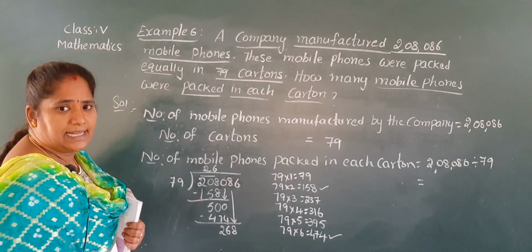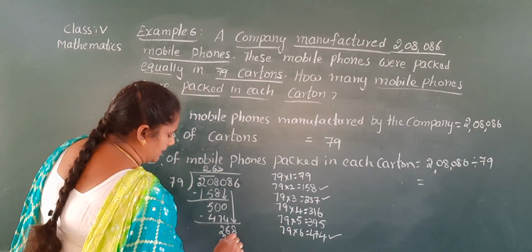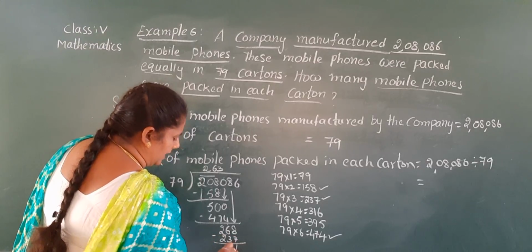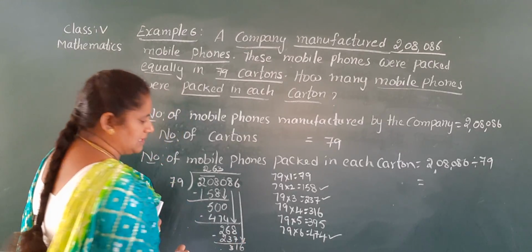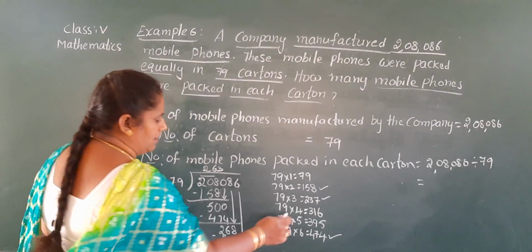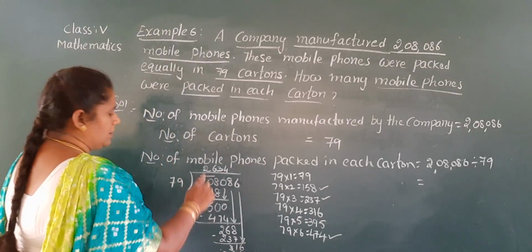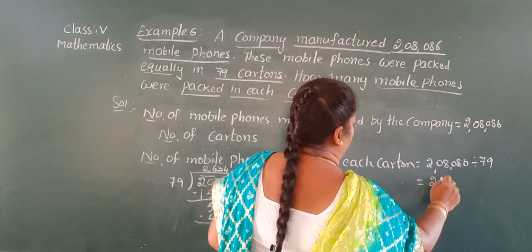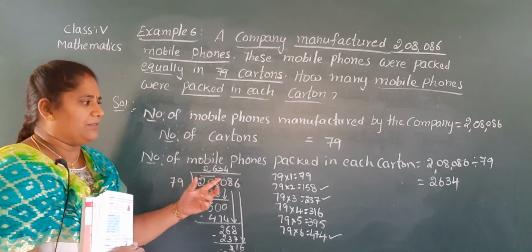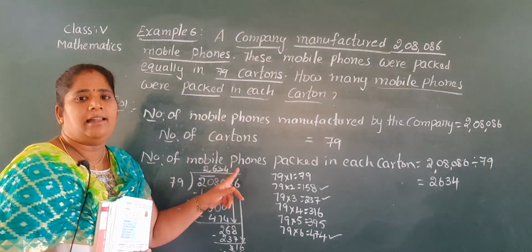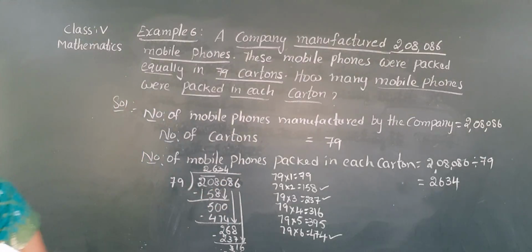268. So which one is the nearest number? 237. So we'll write 237 and subtract. Okay. Now take down 6. 316. How many times do we get 316? 4 times. So 4 times we will write 316, remainder 0. So 2634 mobile phones are packed in one carton. How many mobile phones are packed in one carton? 2634. Is it clear to you, children? Yes, note down in your classwork.